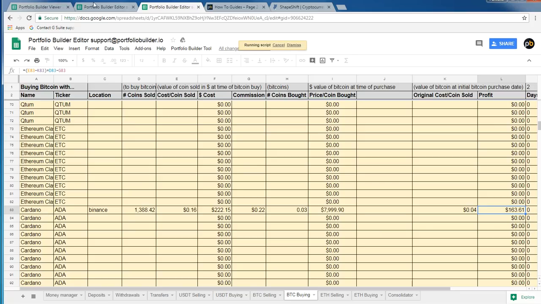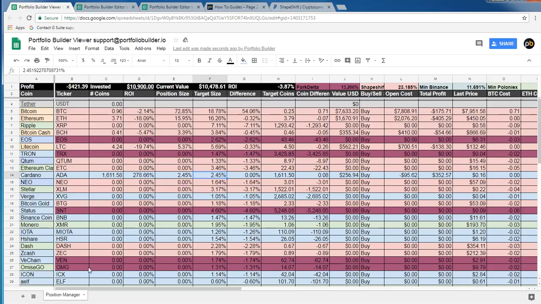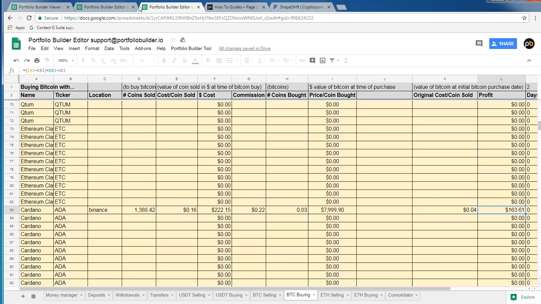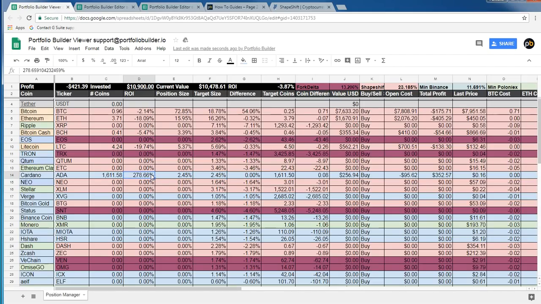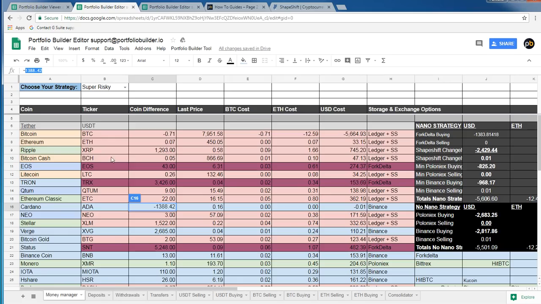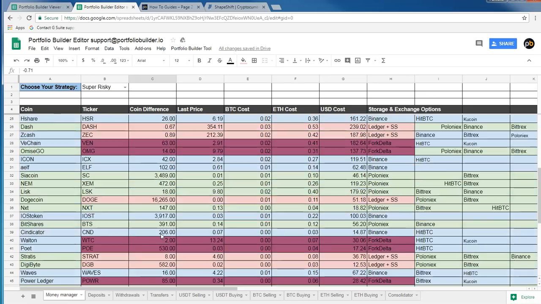I'll trigger the update. I'm going to pause until it updates, and we'll see we are now balanced back out on the viewer. Okay, we can see the finish update. Come back over here. We have locked in the same return that we had originally, but our position size is accurate. So we're good to go. Come over to the Money Manager. And you can see we're back to owning the right amount of Cardano and back to the point where we need to sell Bitcoin and buy the rest of these coins.